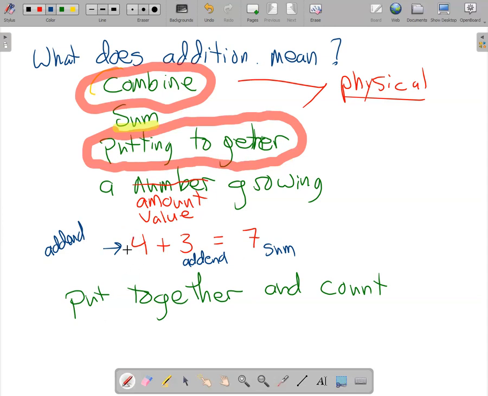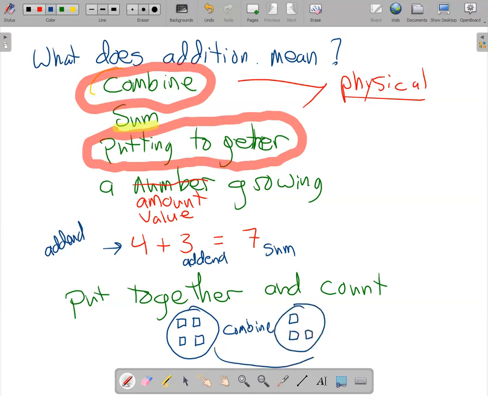So if I really want to show 4 plus 3, then I have to show 4 things, and maybe there are 4 shapes. These are the best squares I can draw today. So I have 4 things, and then I want to combine, or maybe take a union with 3 things. And when I put them together, they combine to 7 things.